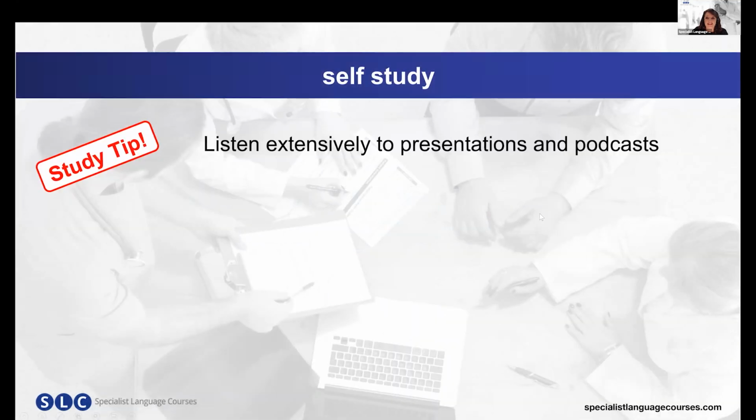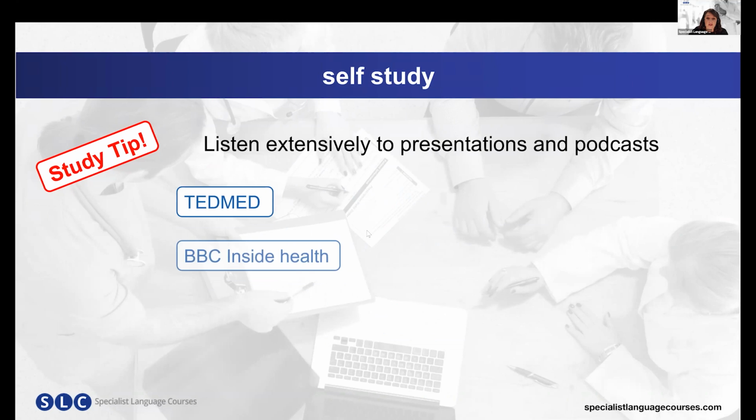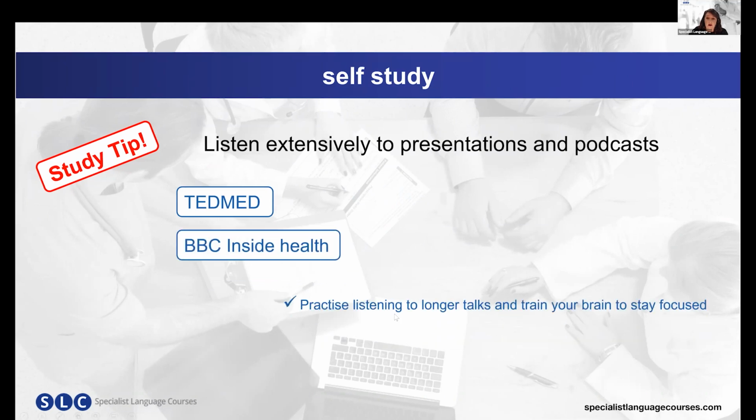So how can you prepare for listening part C? Some study tips. Make sure in your self-study that you listen extensively to presentations and podcasts, so as much and often as possible. Some resources that we recommend would be TEDMed or BBC Inside Health. Practice listening to longer talks to help train your brain, so to build up your stamina, to stay focused.